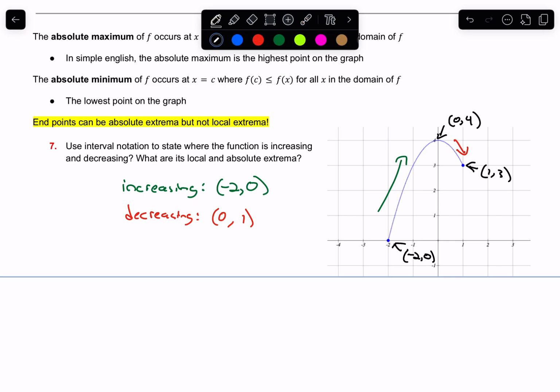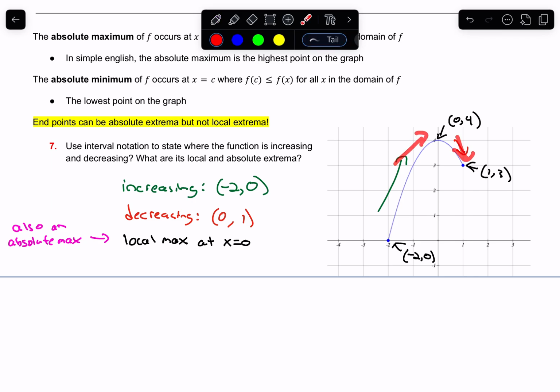Well, based on the previous slide, we can say that there is a local max at x equals 0. That's the top of the mountain. But because this is also the highest point on the graph, this is also an absolute maximum. So it's the absolute max because it's higher than all the other points, but it's the local max specifically because it goes from increasing to decreasing.